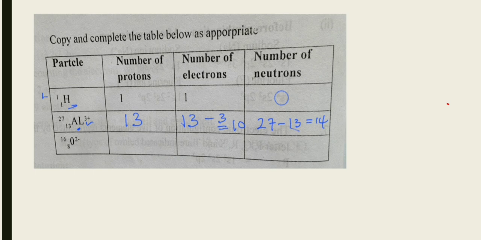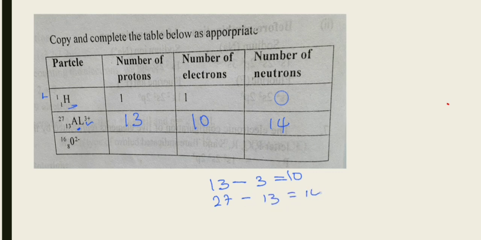So let us fill it properly. Here we have 10. Here we have 14. Remember how we got this 10? We said 13 protons minus 3 giving us 10. Ten, because the number of protons here is no longer equal to the number of electrons, since it has ionized by a loss of 3 electrons. And the number of neutrons here is 27 minus 13, which is equal to 14. That is how we solve this.